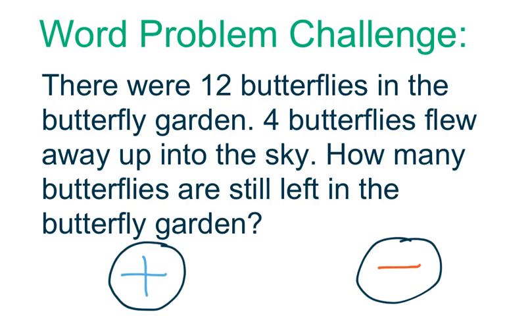I'll read you the problem one more time. There were 12 butterflies in the butterfly garden. 4 butterflies flew away up into the sky. How many butterflies are still left in the butterfly garden? Make sure to draw a picture and write your number sentence when you solve. Good luck! And happy Thursday!